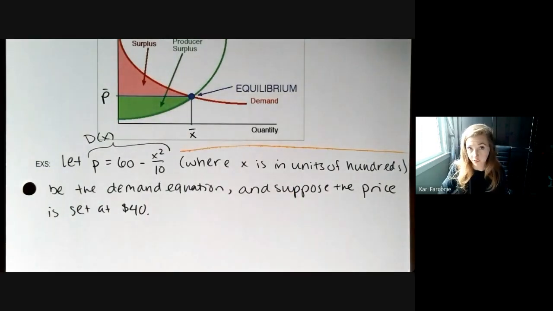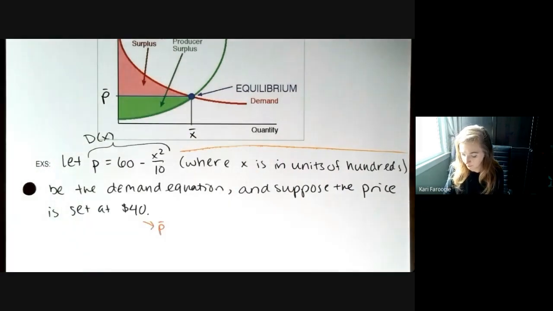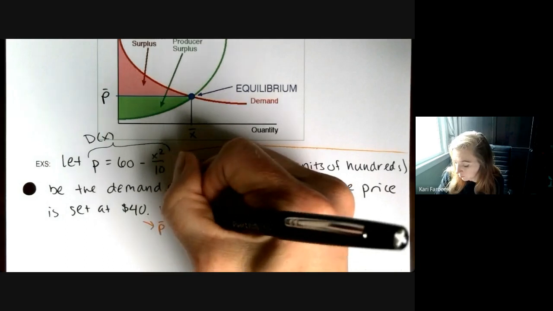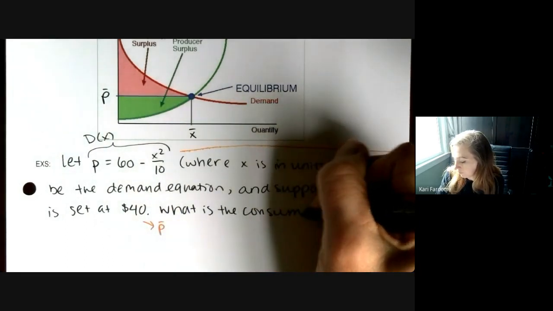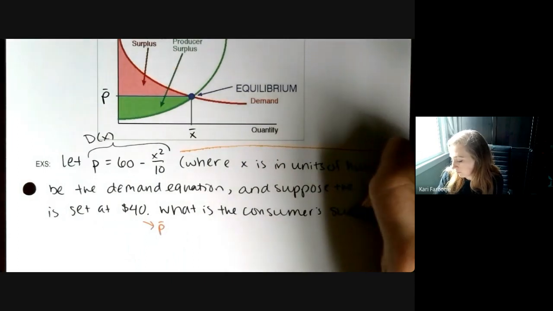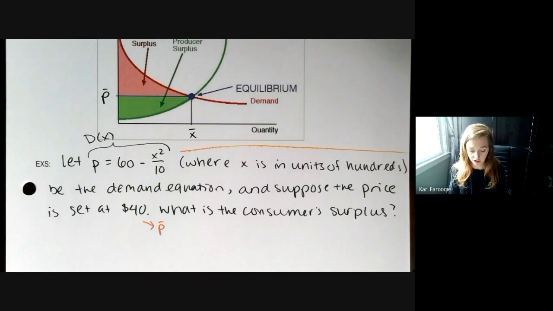So $40 in this case would be your P bar. What is the consumer surplus? Remember, this demand equation is created by a bunch of mathematicians at the company who put all this data together, and they end up having a function for the demand based on the number of units sold.